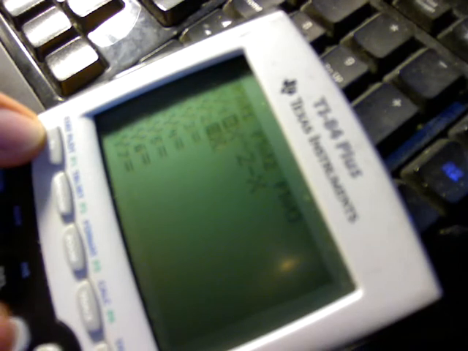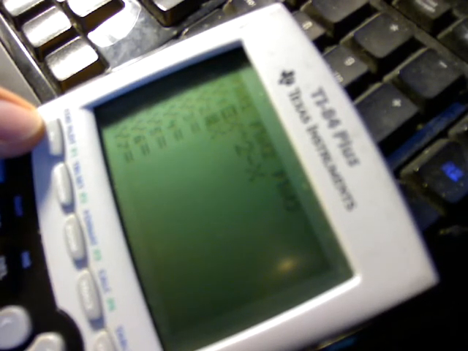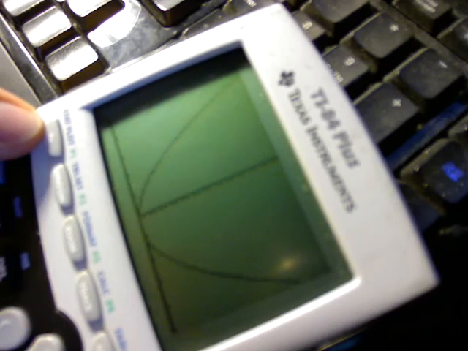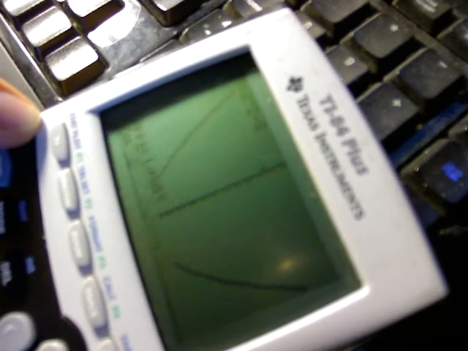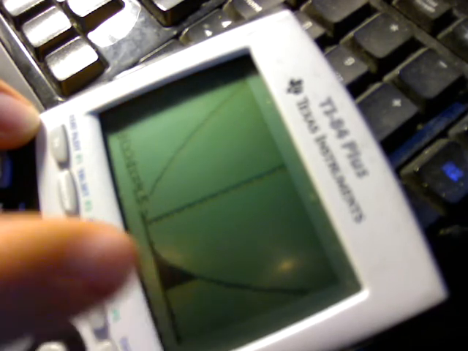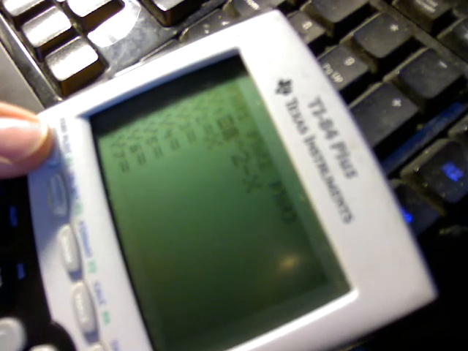minus x. And we don't want to graph this because we can only take the integral and the derivative for one graph. So then we go to calculate integral from 0 to 3, and boom, that's the integral between the two curves right there. X squared minus x. Does that make sense?